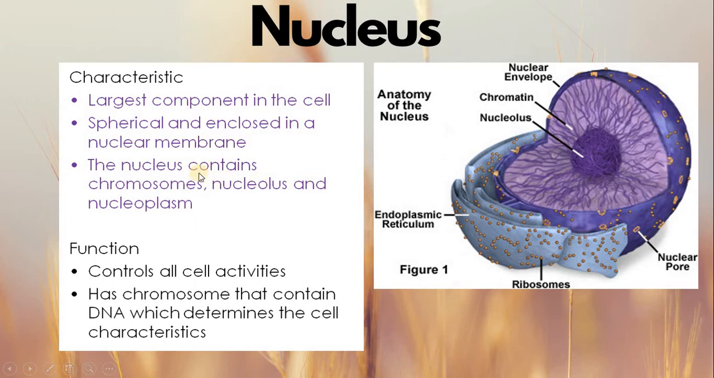The nucleus contains chromosome, nucleolus, and nucleoplasm. So this is the nucleolus. And the thread-like line here, yang berbentuk berbenang, refers to the chromatin or the chromosome. Function of the nucleus: controls all cell activities, as chromosomes contain DNA which determines the cell characteristics. So you have to remember at least one function of the nucleus.